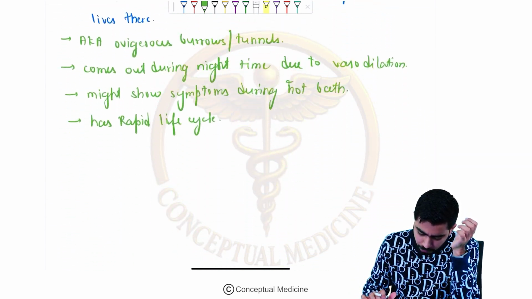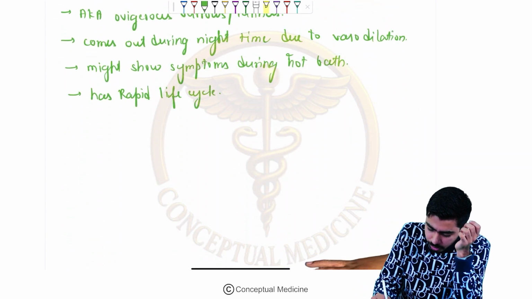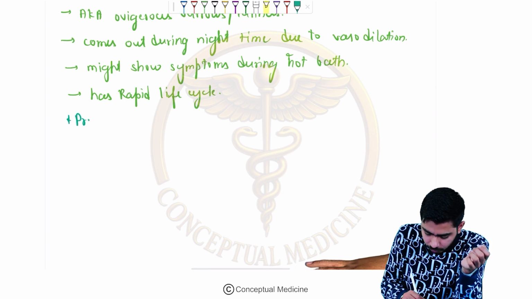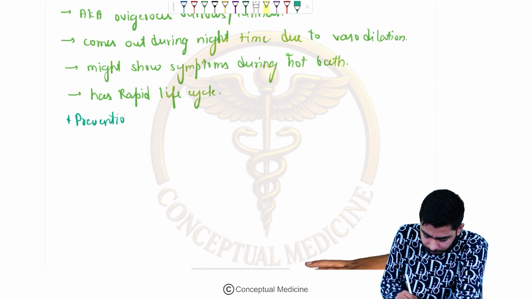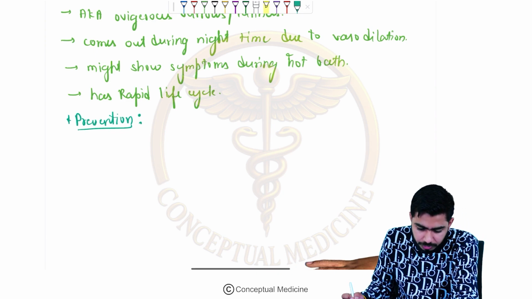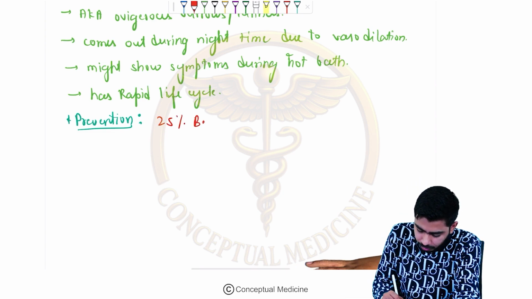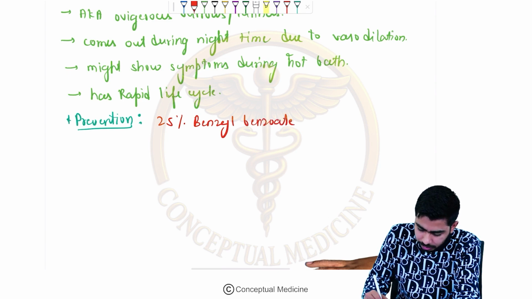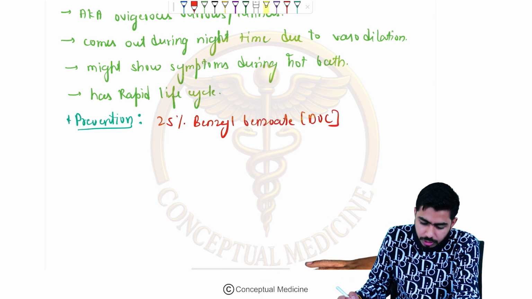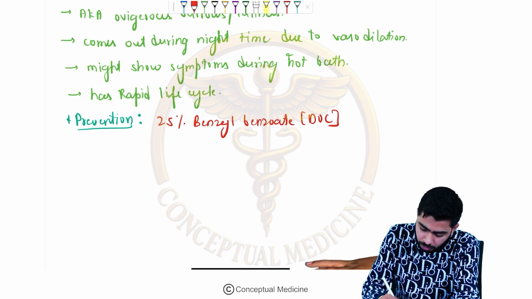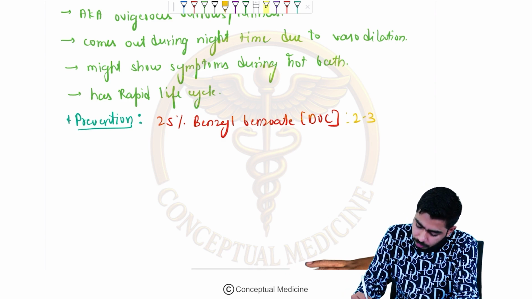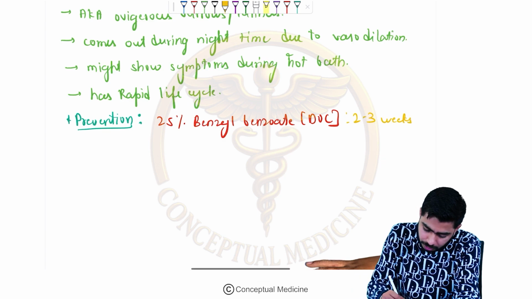Now that we have talked about that, what are the prevention methods? How can we prevent it? For this purpose, we shall be using 25% benzyl benzoate, which is the drug of choice in this case. We will be applying it for around 2 to 3 weeks.